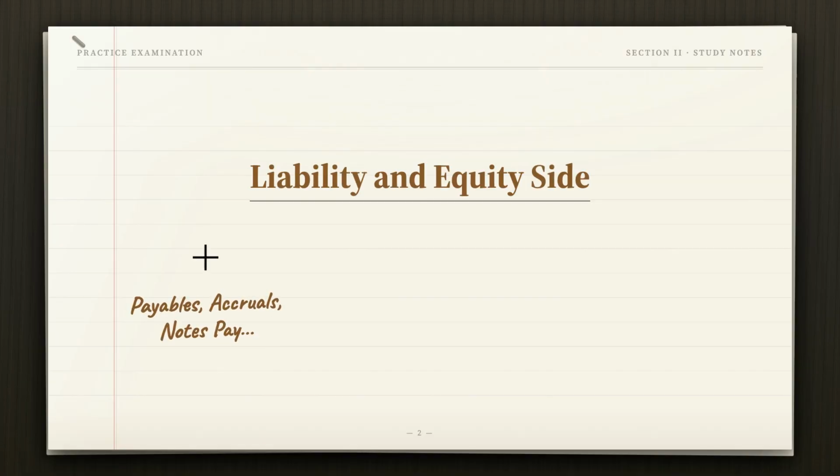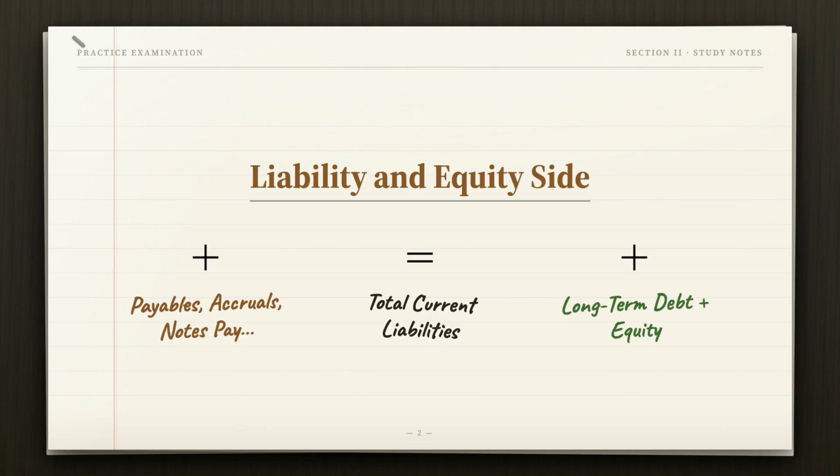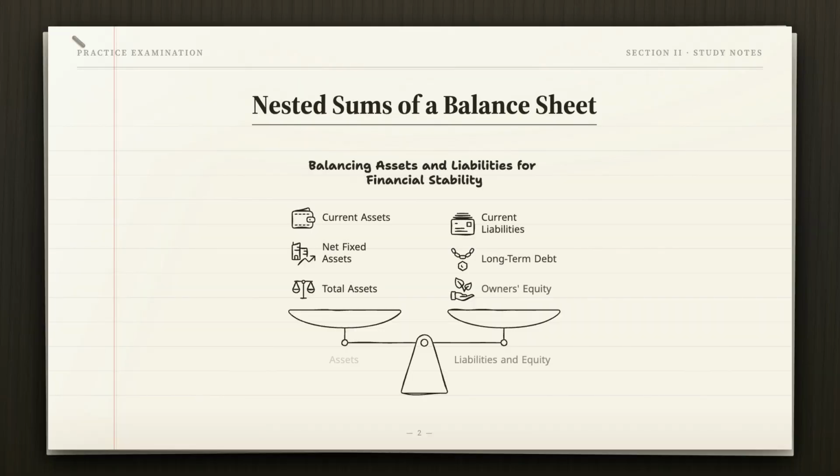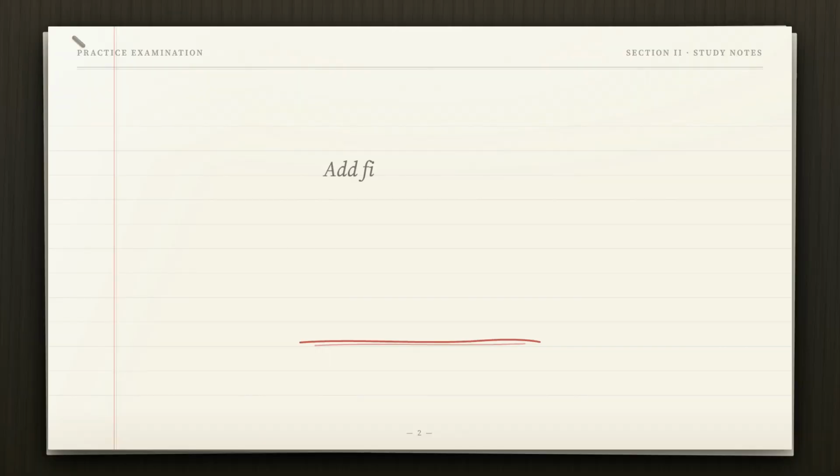The other side mirrors this. Current liabilities add to long-term debt for total liabilities, and total liabilities plus owner's equity produce the grand total on that side, which must equal total assets. Picture two towers of nested boxes, one for assets and one for liabilities and equity, each box built from the sums beneath it, meeting at the top where total assets must equal total liabilities plus equity.